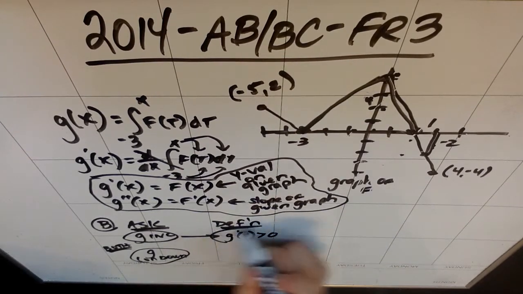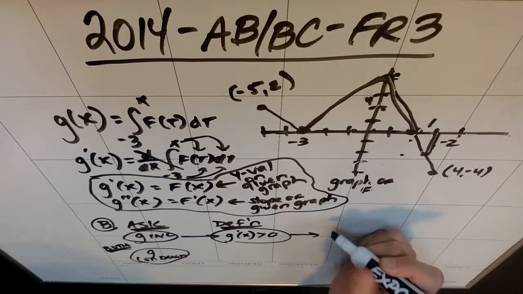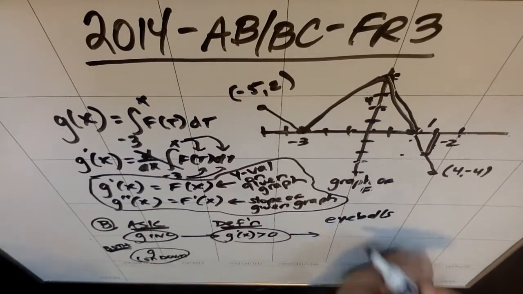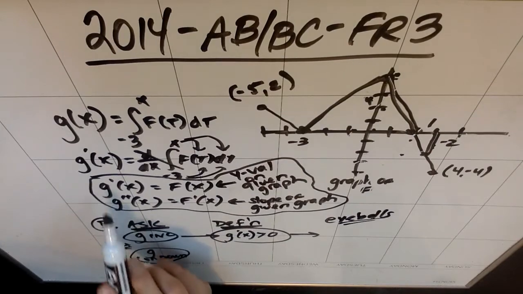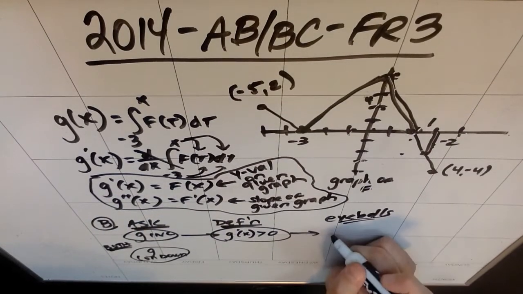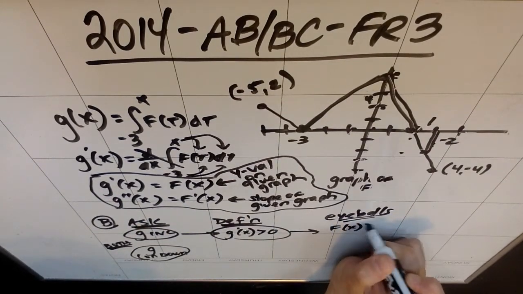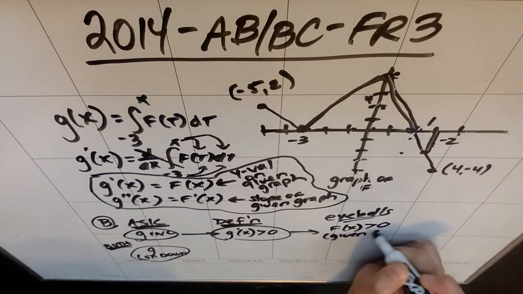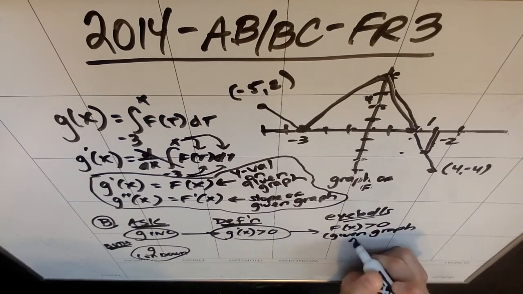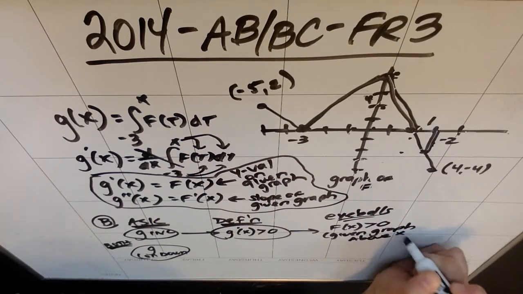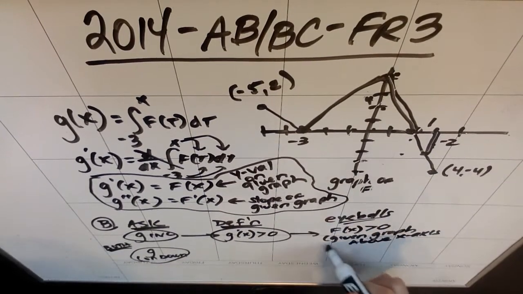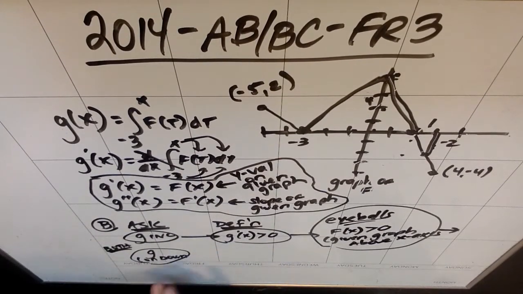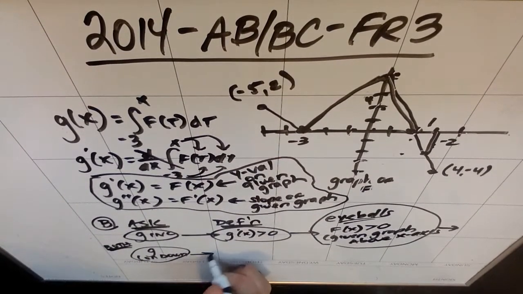Right? And if we go over to what that tells me about what I can see with my eyeballs in this graph, what I can see with my eyes is g prime is the same as the y value on this graph. So I'm looking for where f of x is greater than 0, meaning the given graph is above the x-axis. That's what I'm looking for with my eyeballs, which means I can find those spots in a minute.